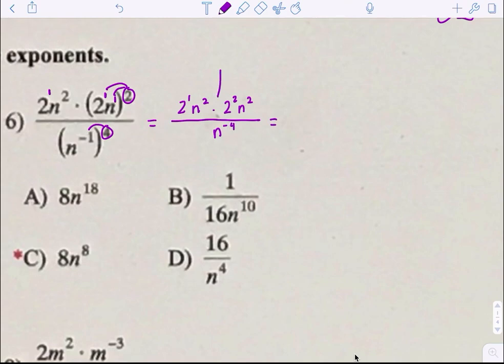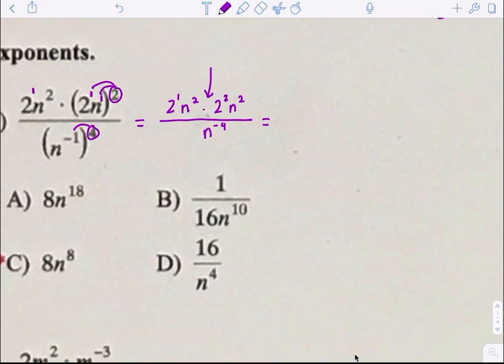Okay, there is multiplication, right? So that means you guys add your exponents if they have a common base. So 1 plus 2 is 3. And now we're looking at our n's on the top. n to the 2 plus 2, you guys, is 4.